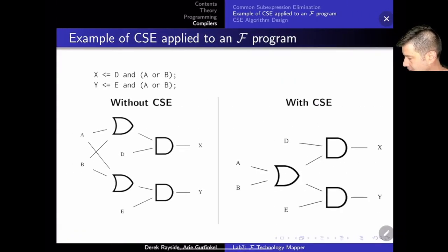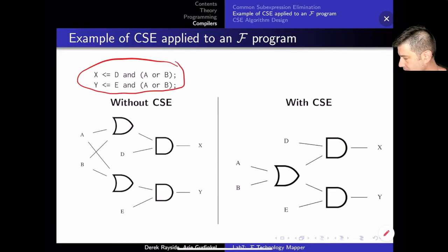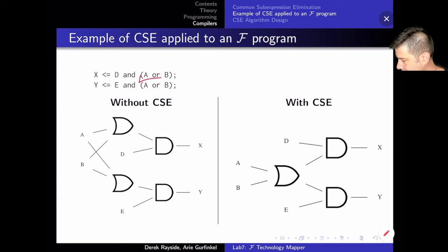So this is maybe a good example to look at. If we look at this F program as an input, we have two outputs, X and Y, and the following inputs. If we don't remove common sub-expressions, then this thing, A or B, gets to be computed twice, once here, once here. And with common sub-expression elimination, we expect it to only be here once. So this is what we want to go from here to here.